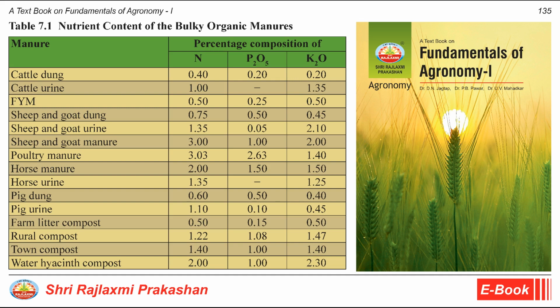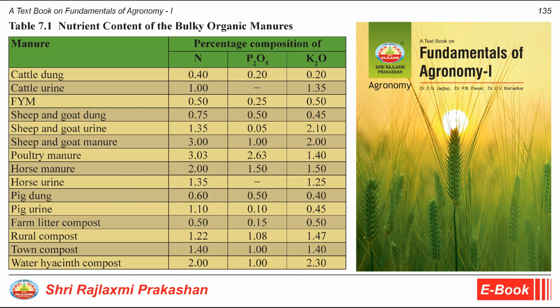Percentage composition of N 1.35%, K2O 1.25%. Manure number 10, pig dung. Percentage composition of N 0.60%, P2O5 0.50%, K2O 0.40%. Manure number 11, pig urine.